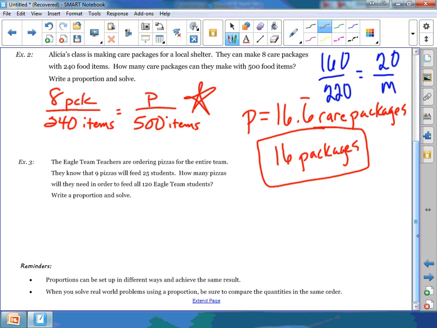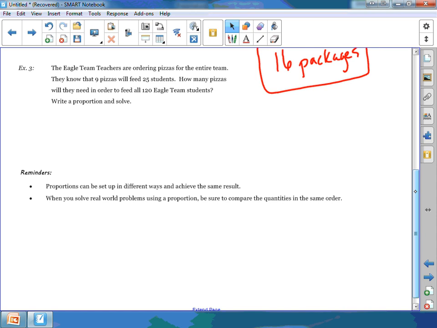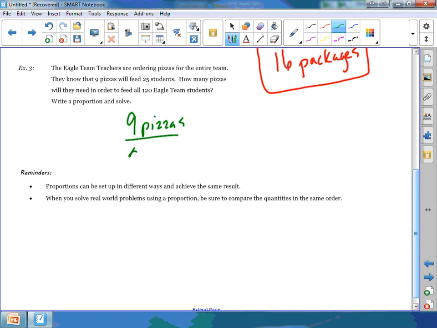All right, next one. Eagle team, teachers are ordering pizzas for the entire team. That's a lie, but if we were, 9 pizzas feed 25 students. How many pizzas will they need in order to feed all 120 Eagle team students? Give me the proportion. Go ahead, Allie. What do you have? Okay, so P over 120 students. I assume most of you had that same type of setup. What did you get for P, Ellie?